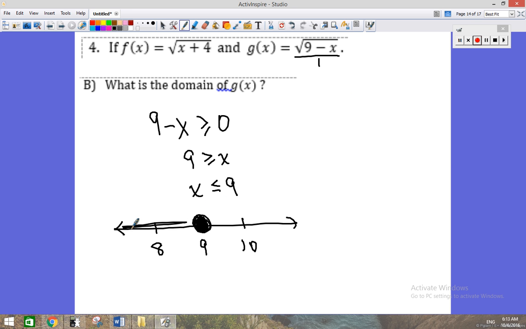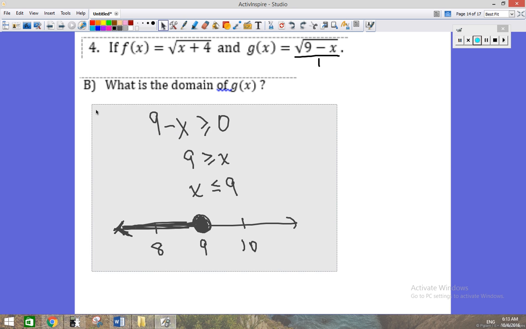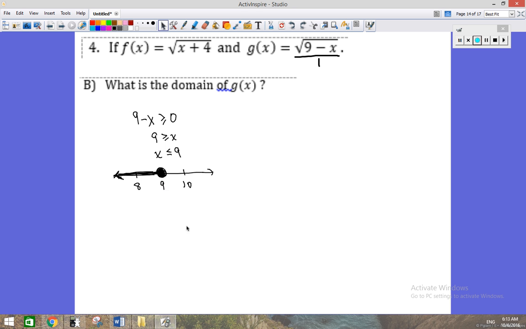I want to have numbers that are smaller than 9 so that the subtraction gives a positive number. 9 minus 8, 9 minus 7, those are all positive numbers. A number like 10, 9 minus 10 is a negative number, and I won't be able to take the square root. So then to tell people what our domain is, we use interval notation as one way.